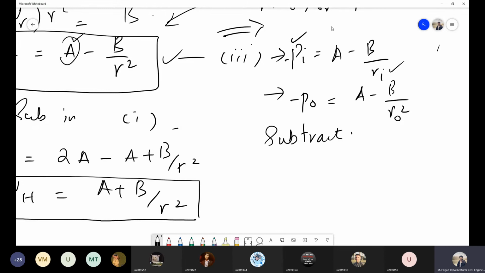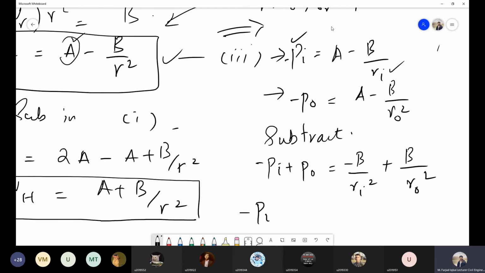So first let's subtract this equation, and if I do that, I will get minus pi plus p naught equals minus b over ri square plus b over r naught square. Now, further simplification: if I take the LCM as ri square into r naught square, that will give me r naught square b plus ri square into b.